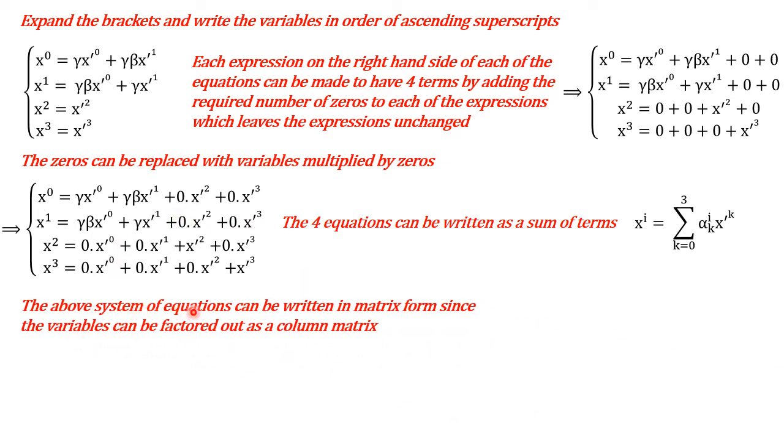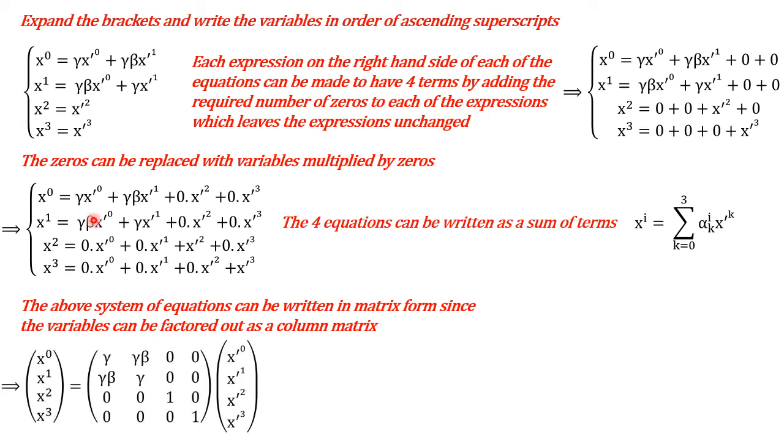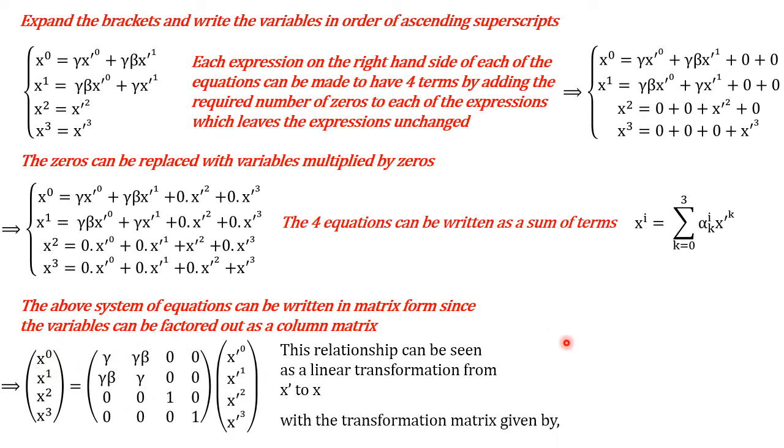The above system of equations can be written in matrix form since the variables can be factored out as a common matrix. So actually, the left hand side gives us this matrix here, which is x0, x1, x2, x3, and the right hand side gives us a certain transformation matrix, this here, and the variables, this other matrix here, which is like a vector. This relationship can be seen as a linear transformation from x prime to x, so you can actually see a matrix multiplying this vector and transforming it to this other vector. Now, that transformation matrix is given by alpha ik equals this.